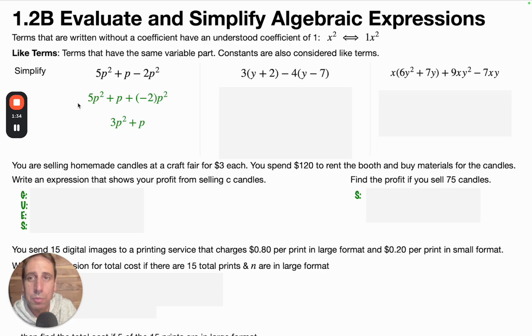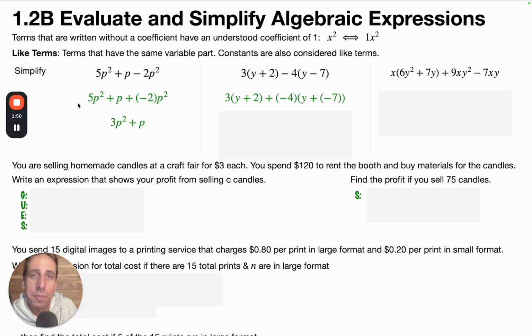3p squared plus p. You might think it's easier just to think about 5p squared minus 2p squared is 3p squared. And you'd be right if you want. But I want to show it to you that way just to give you the option.